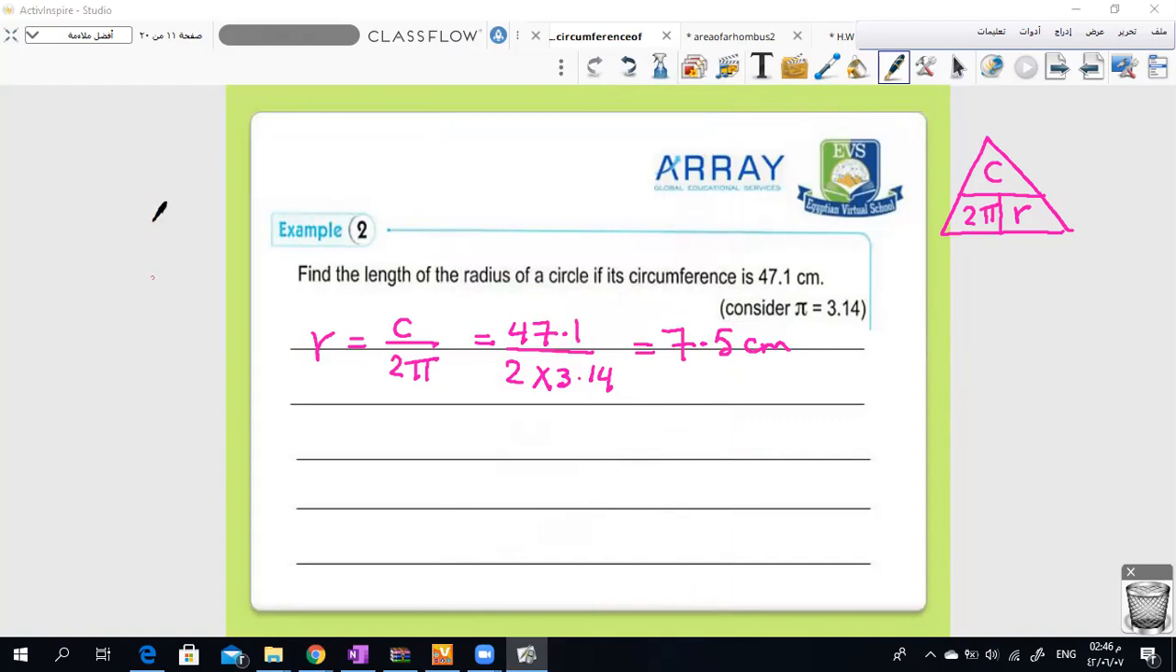There are two rules. To get the diameter, it's circumference over pi. To get the radius, it's circumference over 2 pi. Okay, it's very, very easy.